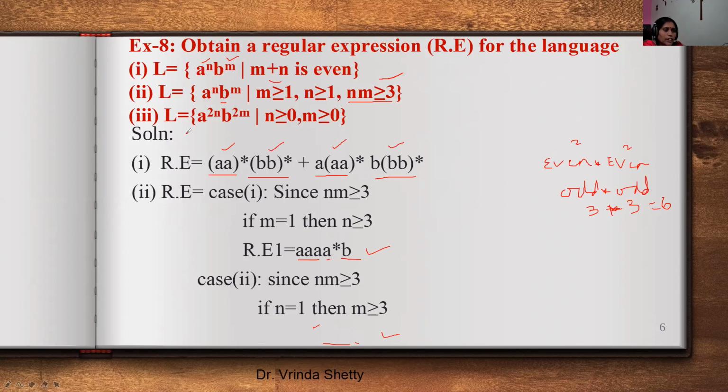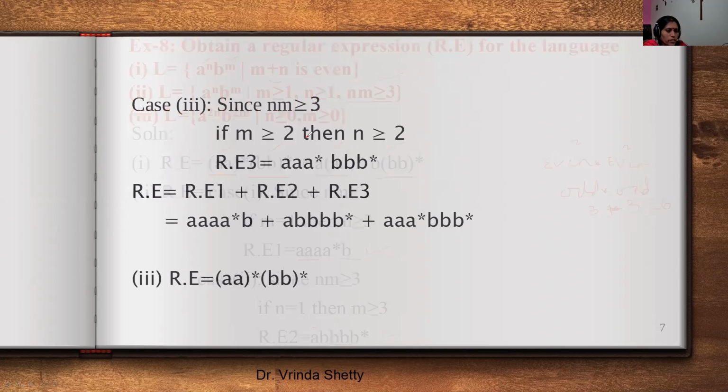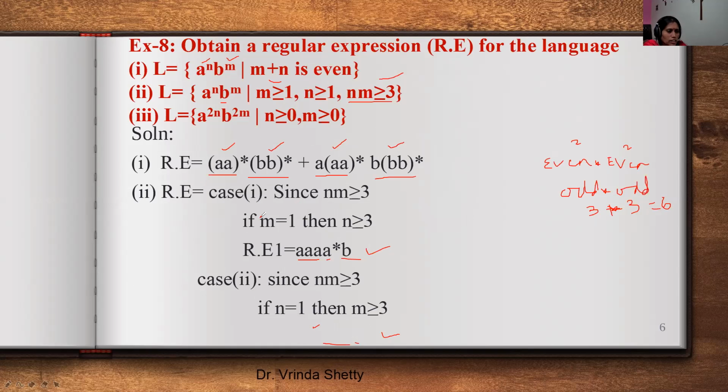The last one: a to the power of 2n, b to the power of 2m, such that n is greater than or equal to 0, m is greater than or equal to 0. You can see here, the question says a to the power of 2n, b to the power of 2m. 2 into 2 is 4, so the number of a's is a multiple of 2, and b's is also a multiple of 2. As it is a multiple of 2, n greater than or equal to 0 is there, it can have 0 also. That's why we'll write it as A star, and this one we'll write as BB star.